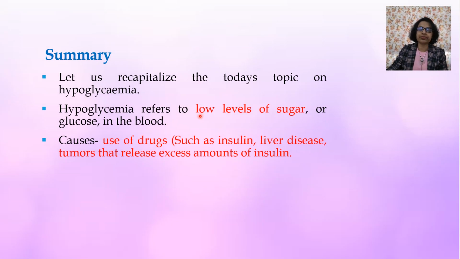Now we come to summarize our topic. Let us recapitulate today's topic on hypoglycemia. Hypoglycemia refers to a low level of sugar or glucose in the blood. This is known as hypoglycemia. So what are the causes? Use of drugs such as insulin, liver disease, and tumors that release an excess amount of insulin.